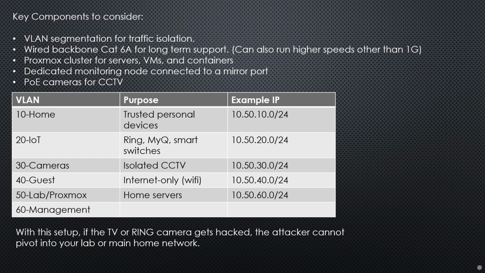Key components to consider: VLAN segmentation for traffic isolation, wired backbone Cat6a for long-term support, which can also run higher speeds other than 1G, Proxmox cluster for servers, virtual machines and containers, dedicated monitoring node connected to a mirror port, and PoE cameras for CCTV. With this setup, if the TV or Ring camera gets hacked, the attacker cannot pivot into your lab or main home network.